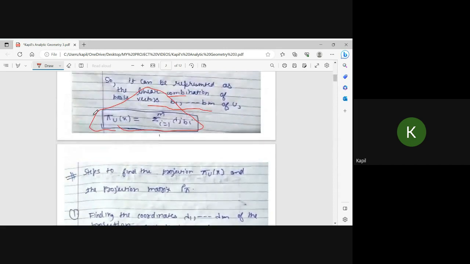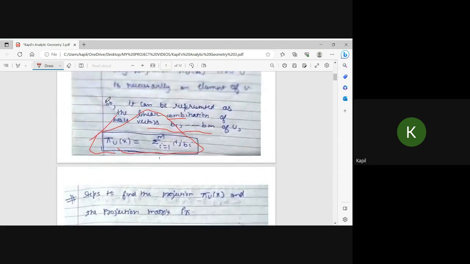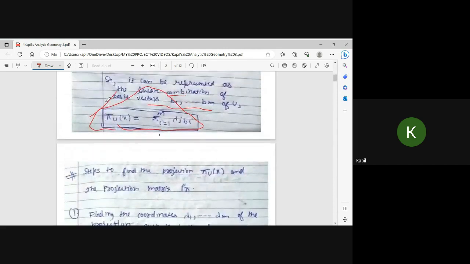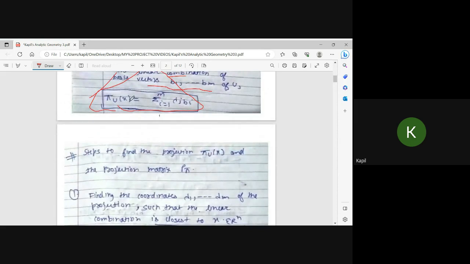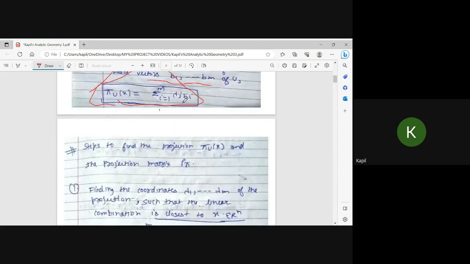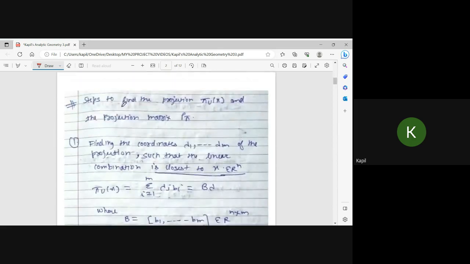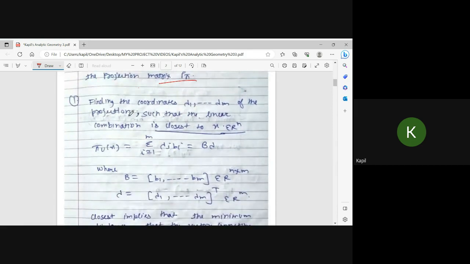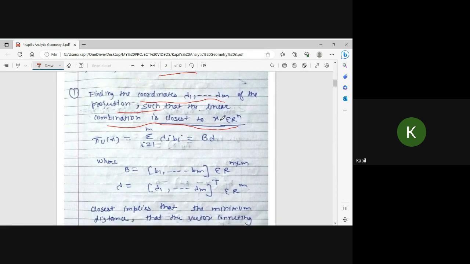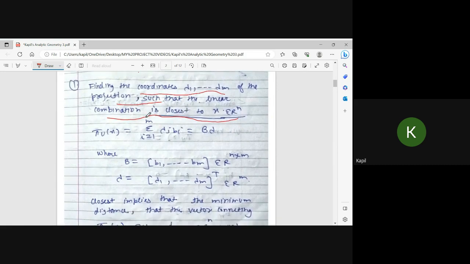Now, how can we find pi_U(x)? We are going to find three things: the projection point, the projection matrix, and the coordinates. So, the steps to find the projection pi_U(x) and the projection matrix P_pi. First of all, finding the coordinates lambda 1 to lambda m of the projection such that the linear combination is closest to x, as we have seen in the one dimension also. The distance is closest to x.